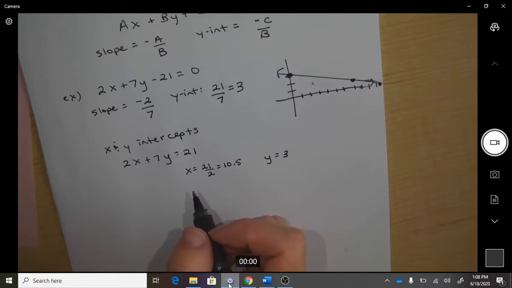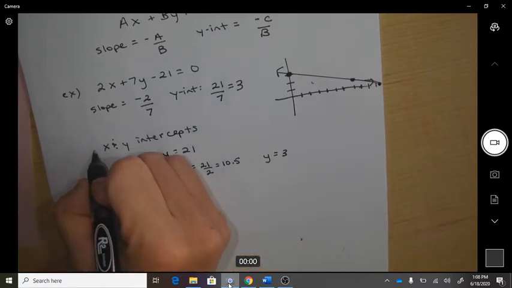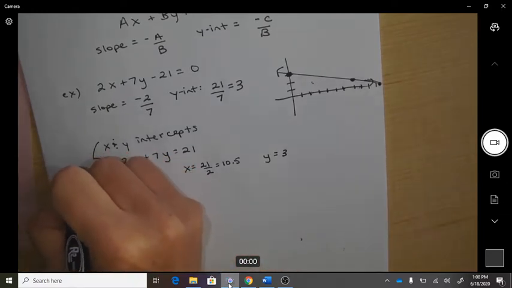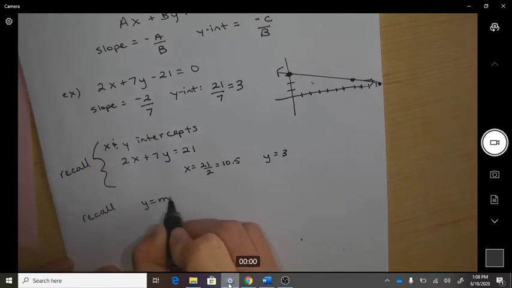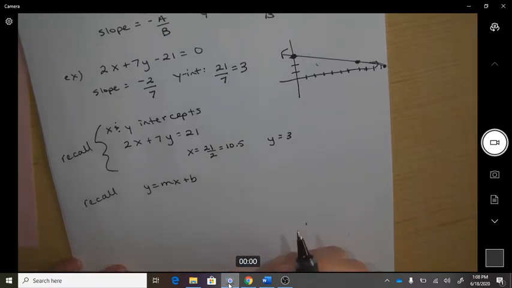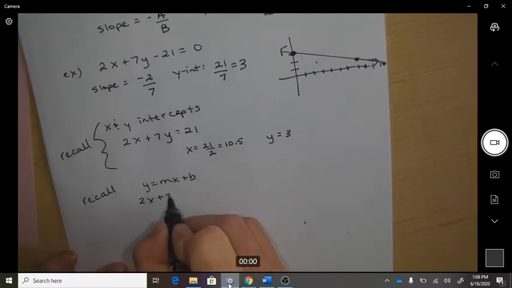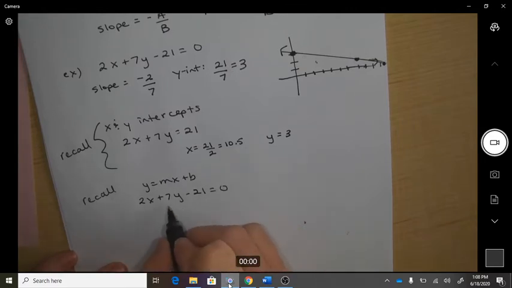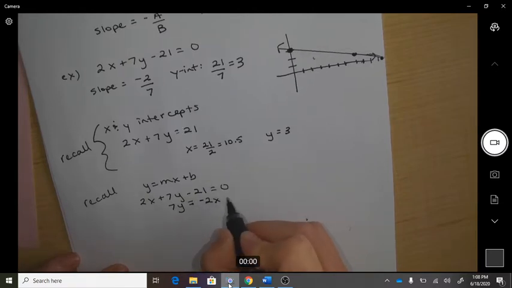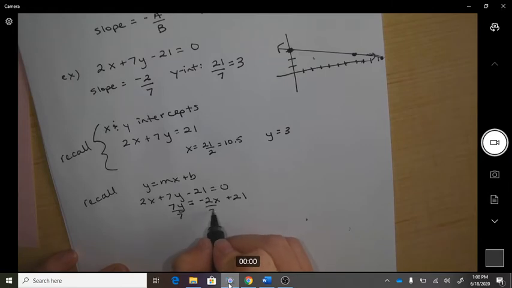Okay? I also want to, so we've learned that method. And we've also learned y equals mx plus b, slope-intercept. So what I'm going to do is take my general equation, and I'm going to try to isolate that y. So 7y I'm going to keep. I'm going to move the x, move the constant, divide everything by 7, negative 2 7's x plus 3.